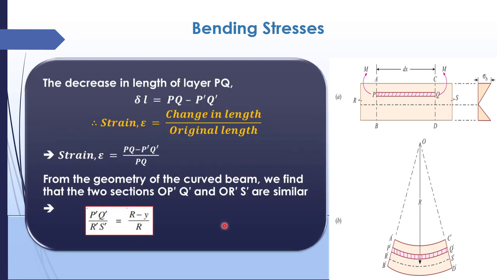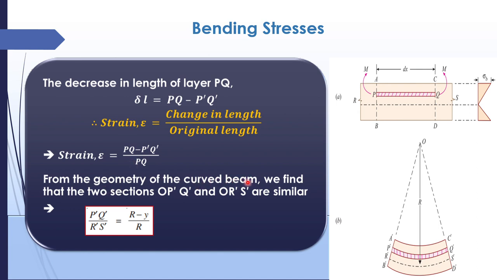Got it? Now what is the decrease in length of PQ? Whenever bending occurs, the layer PQ will compress. The change in length of PQ will be delta L equal to PQ minus P dash Q dash. What is strain? Strain is nothing but the change in length to the original length. So strain is PQ minus P dash Q dash divided by the original length PQ.